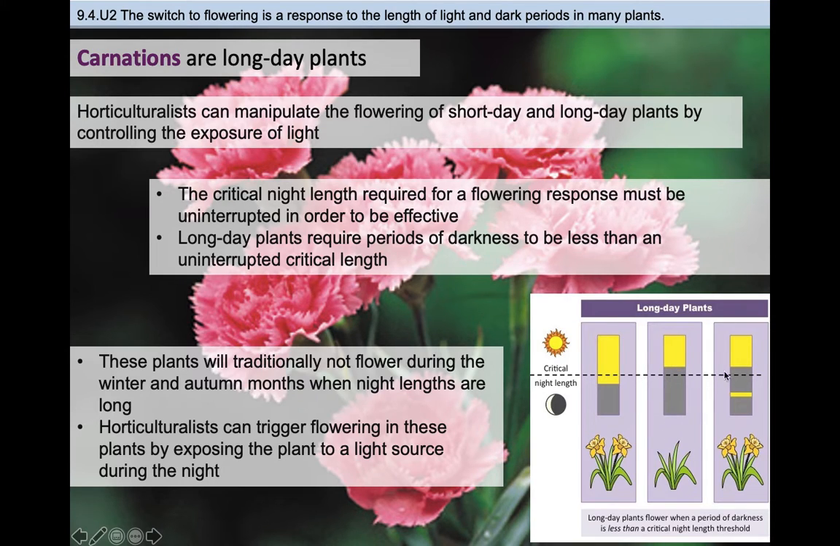But if you can interrupt this long period of darkness and give it a burst of light, then it can potentially bloom. Because if the night is uninterrupted and exceeds this critical length, it will not bloom. But if you can interrupt it with light, then potentially they will bloom. So horticulturists can trigger flowering in these plants by exposing the plant to a light source during the night.